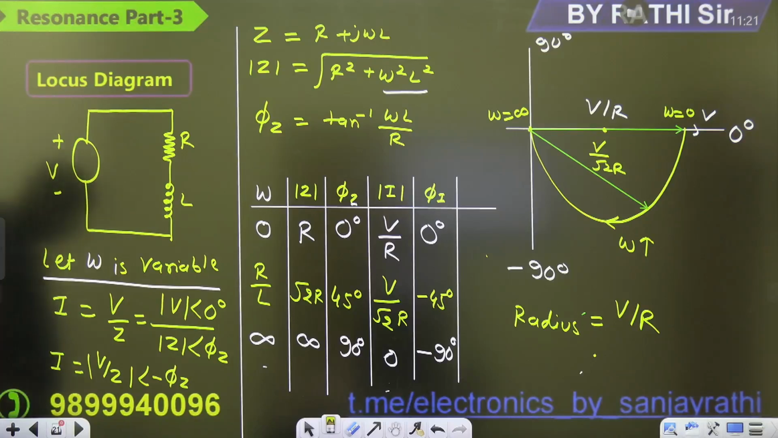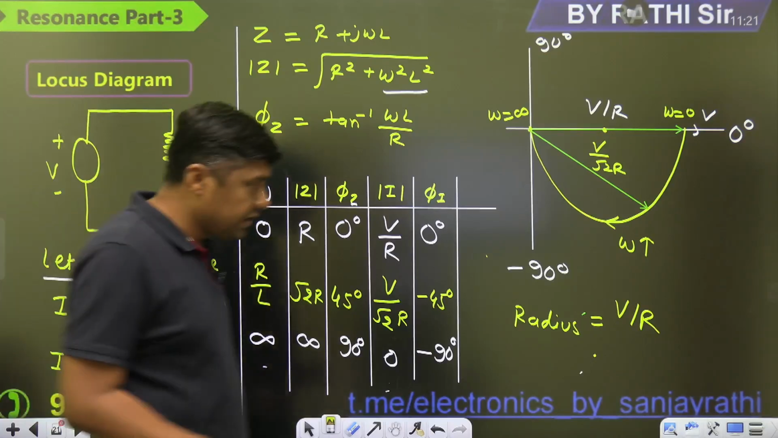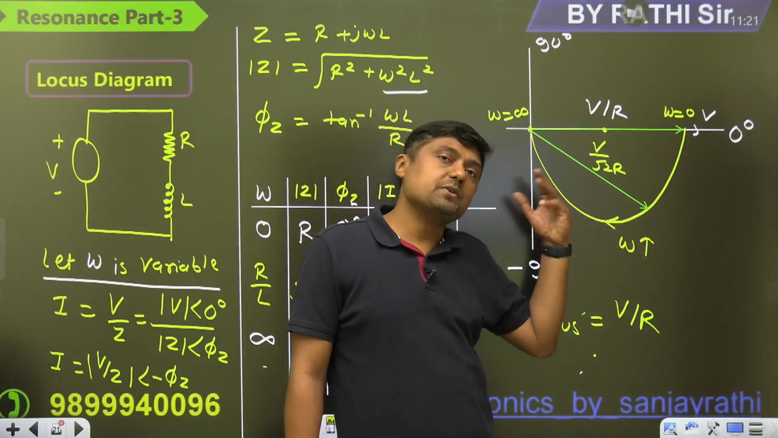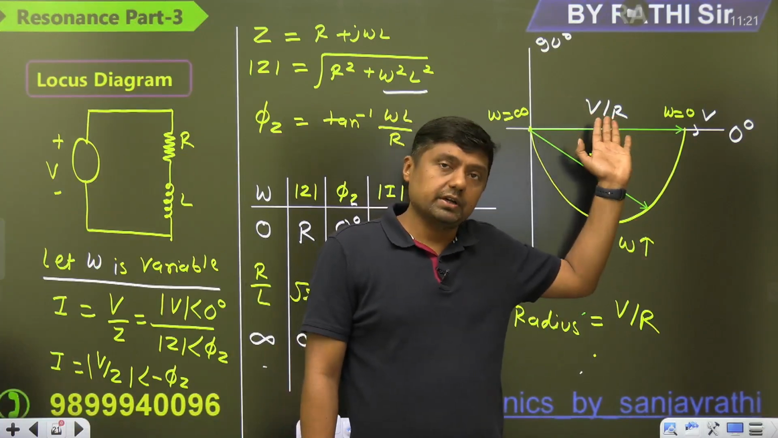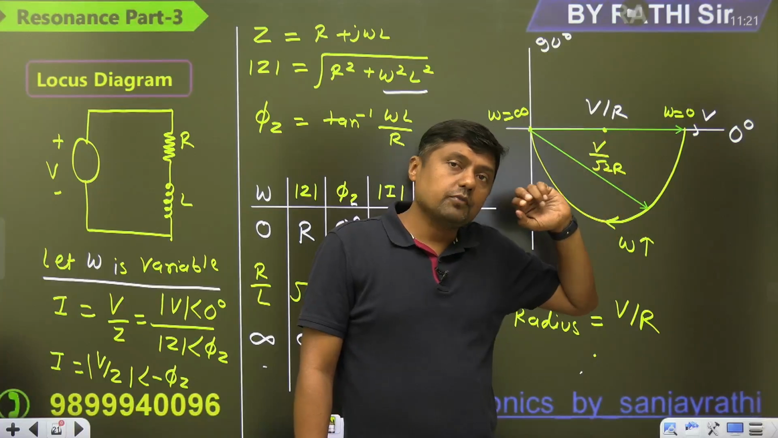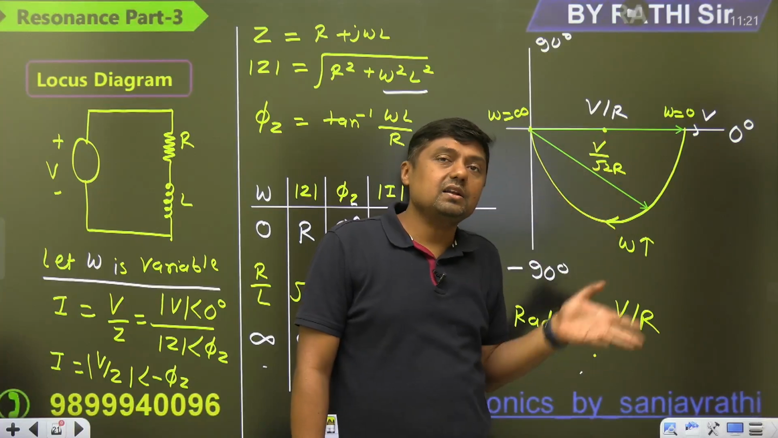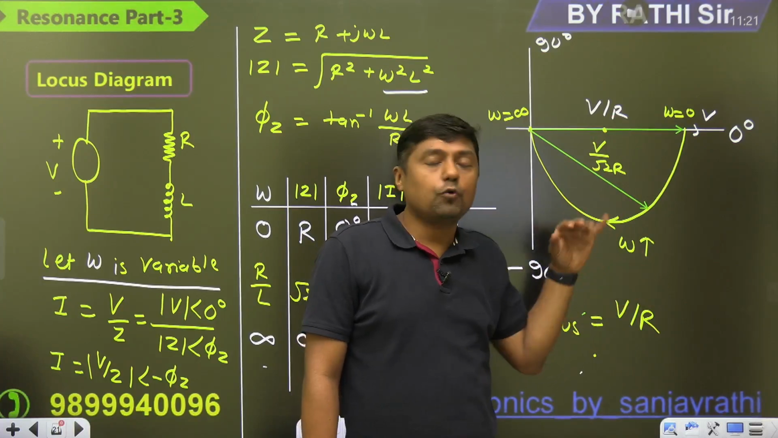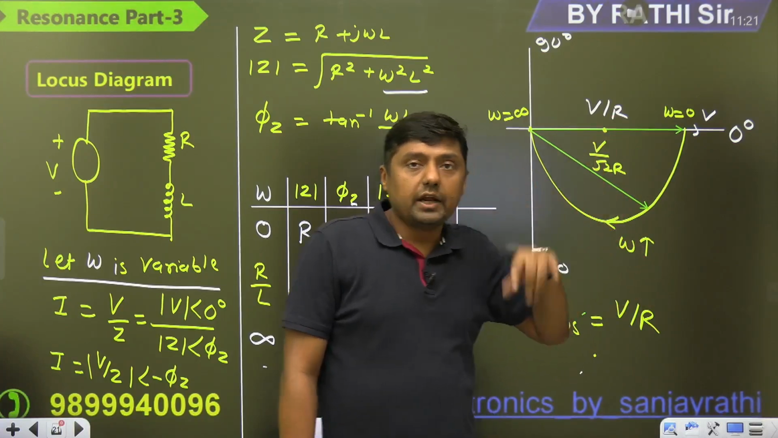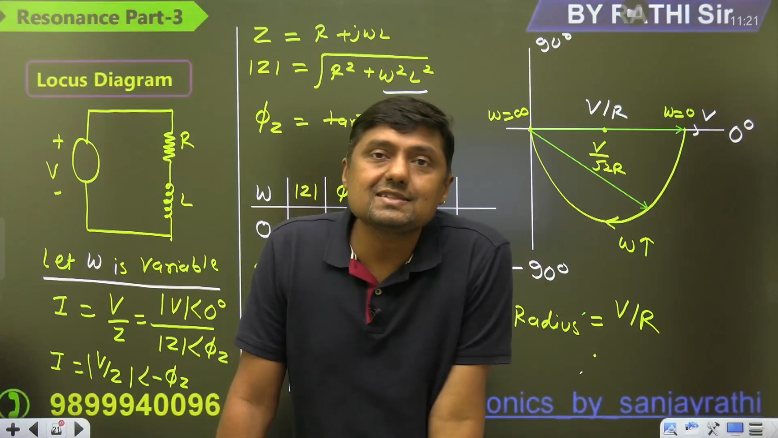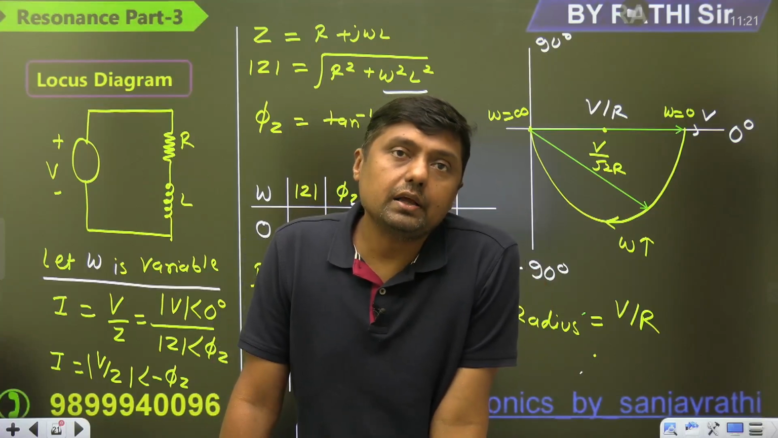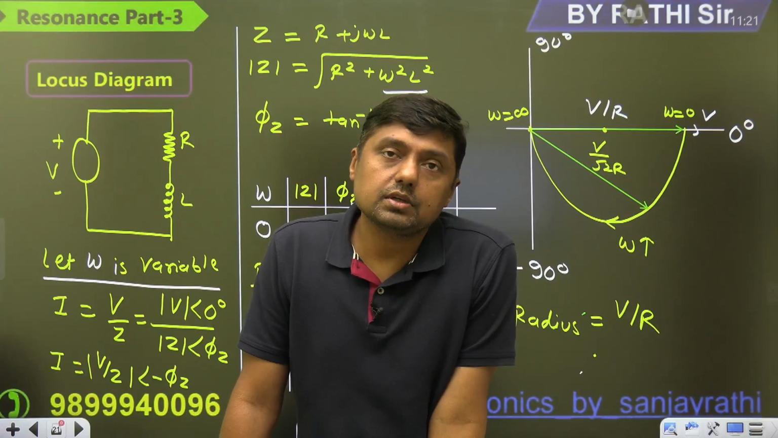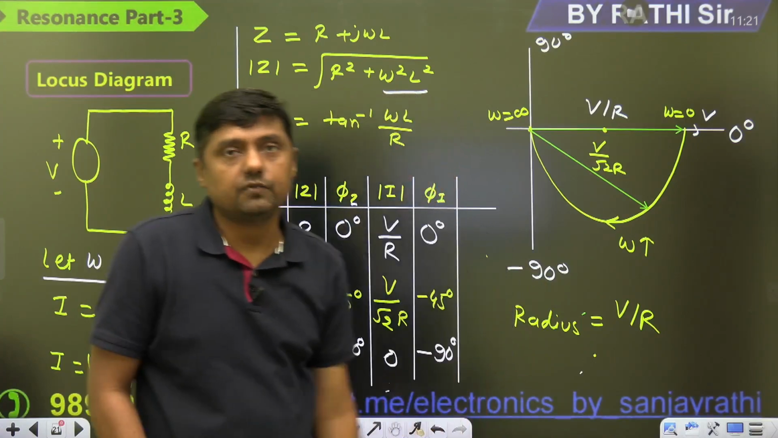So what is the conclusion? If it is an inductive circuit, it will be in the fourth quadrant. If it is a capacitive circuit, it will be in the first quadrant. Right? Suppose it is an RLC circuit, then it is in the fourth and first both. So I am going to draw what? RLC circuit, series, resistor, inductor and capacitor finally.